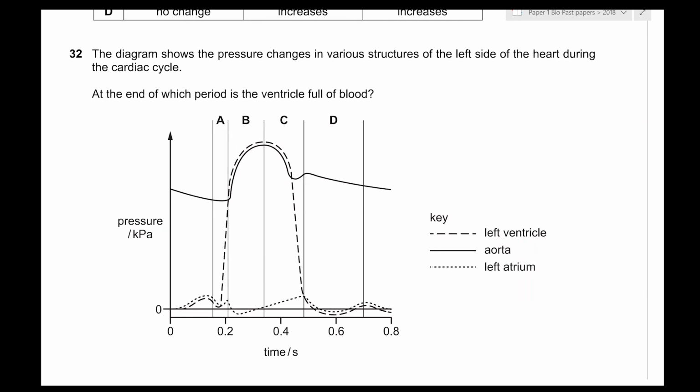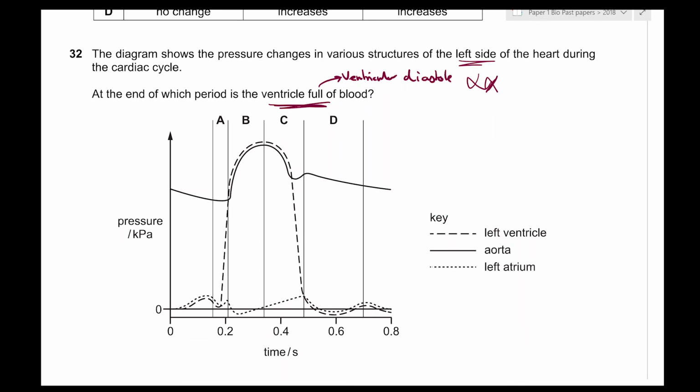Question number 32. The diagram shows the pressure changes in various structures of the left side of the heart during the cardiac cycle. At the end of which period is the ventricle full of blood? So here we're looking for ventricular diastole. This means that it's full of blood and it's not in a contraction phase. So the ventricle is not contracting in that phase.